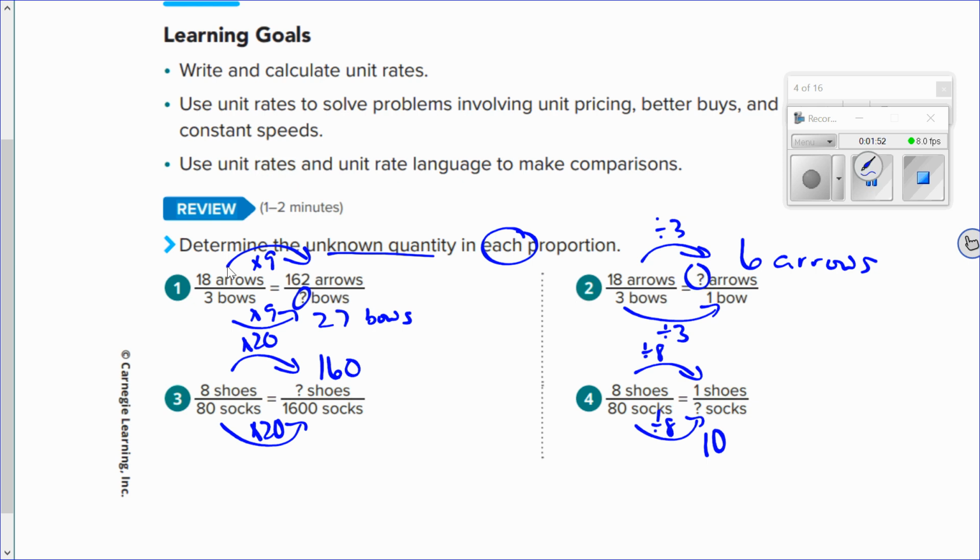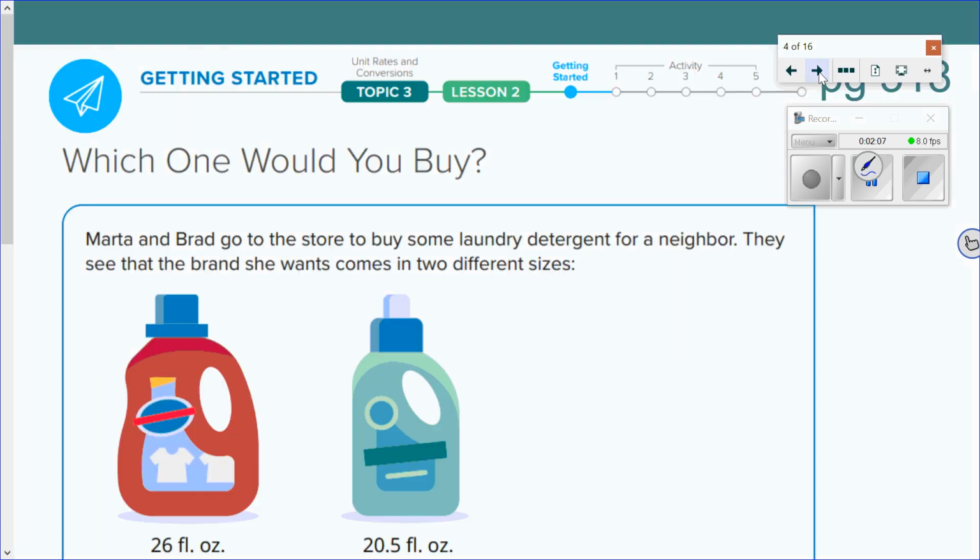We haven't changed this all year. Is everybody okay with this? Okay? Keep this in mind. There's only one thing that we're going to really be changing today. Let's go ahead and go to our next page. So we're on page 318.